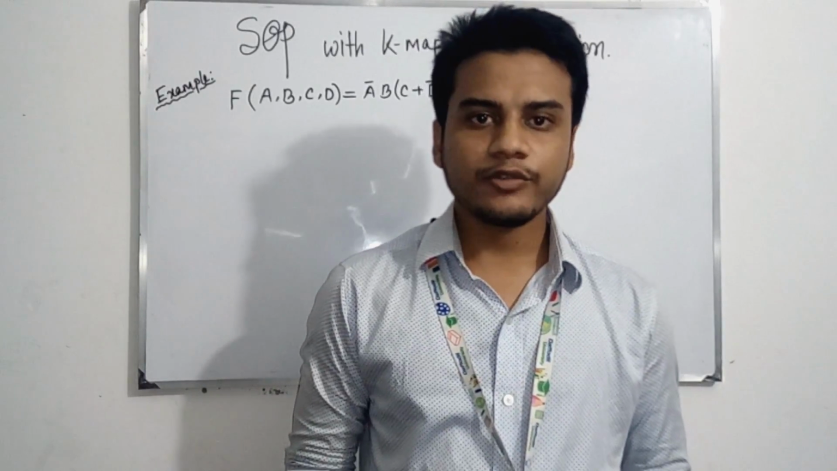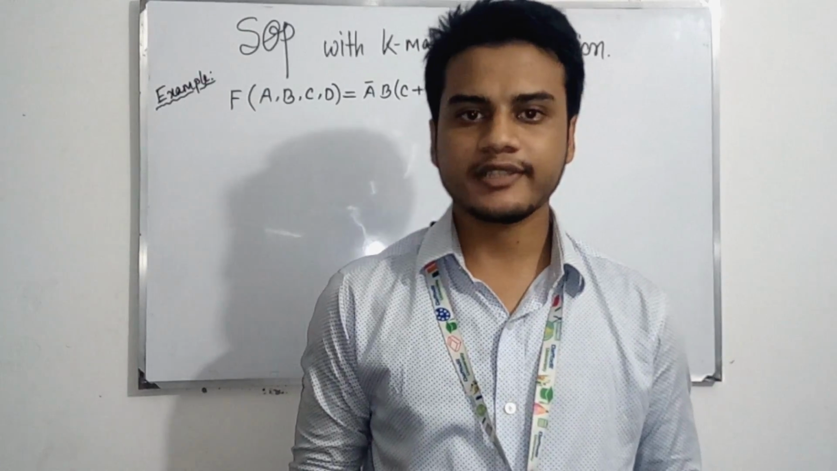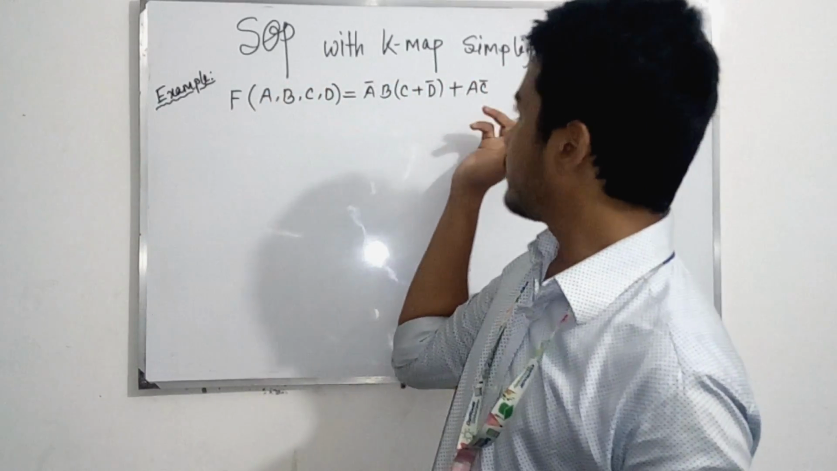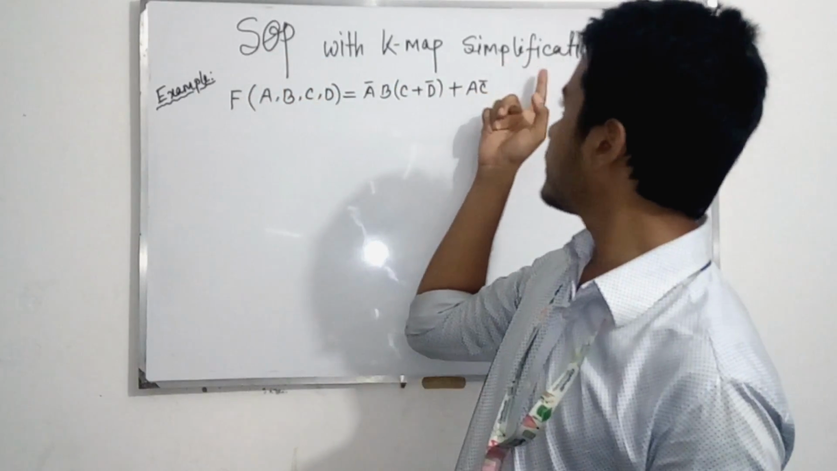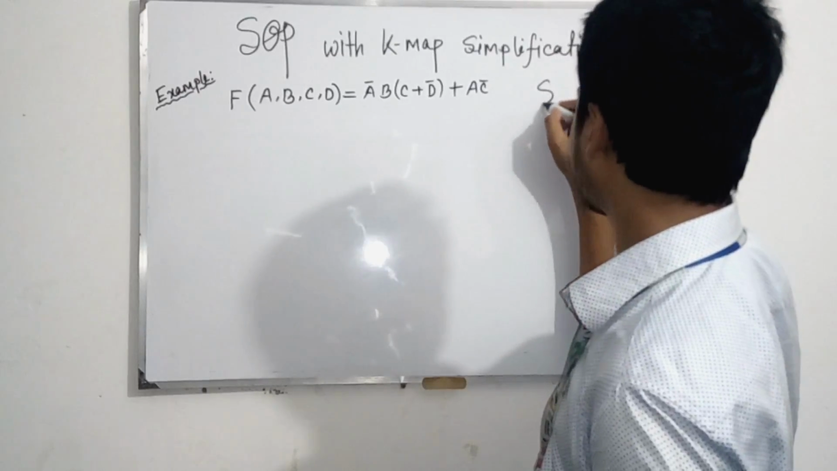Okay, I am here to give a presentation on a topic of the digital electronics subject. So, what is this? This is SOP with K-map simplification. Mainly there are two terms here: one is SOP and one is K-map simplification. What does SOP mean? SOP means sum of products.